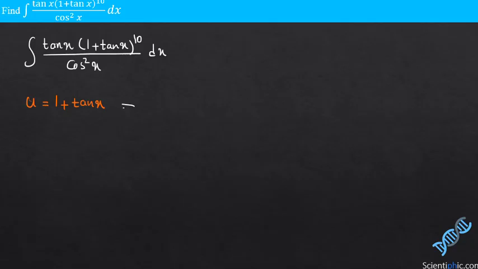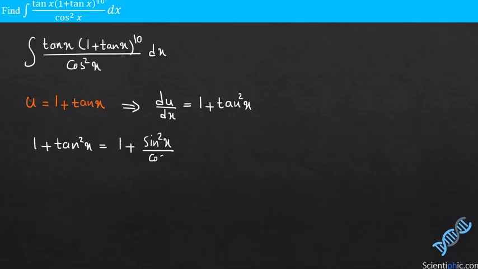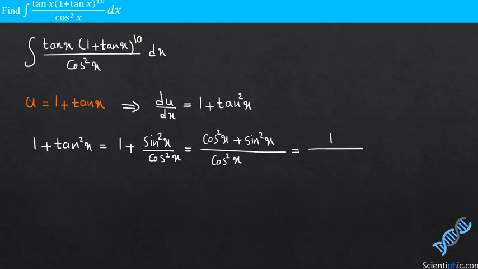and if I take a derivative from that with respect to x, I know that du dx is 1 plus tan squared x, and I also know that 1 plus tan squared x can also be written in the form of 1 plus sine squared x over cosine squared x, and that can be again written as, after taking a common denominator, cosine squared x plus sine squared x over cosine squared x, and that can be written as 1 over cosine squared x, because cosine squared x plus sine squared x is simply 1.